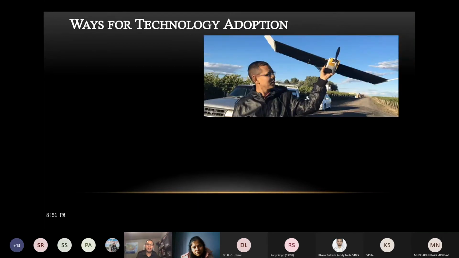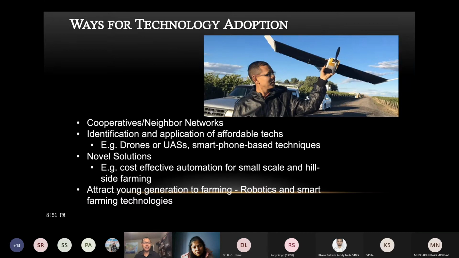Ways for technology adoption, a couple of things that I want to share. It may be of relevance to the Indian situation as well. Cooperatives and neighbor networks might be helpful, which might already be in place in many parts of the world, including India. If the machines are really expensive and a single farmer cannot afford it, cooperatives and neighbor networks might help. Identification and application of affordable technologies such as drones and smartphone-based technologies. Novel solutions.